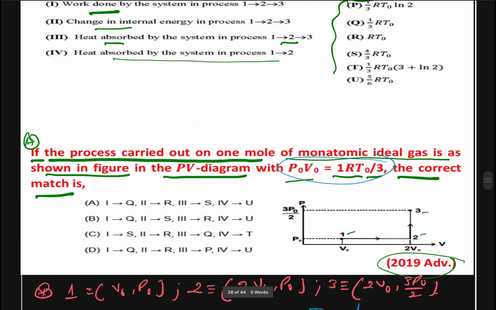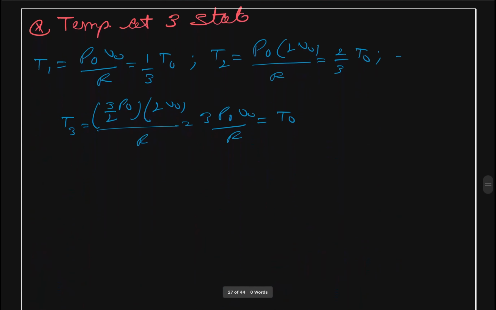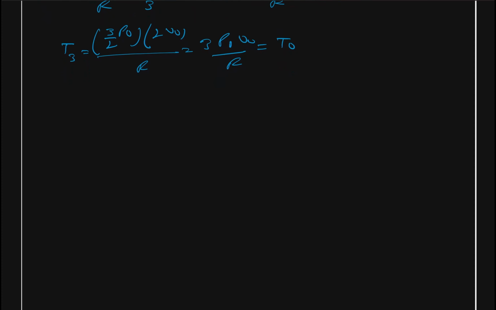Because we have to find out the work done and all the processes, let us try it one by one. So we start with the work done by the system in the process 1 to 2 and 2 to 3.